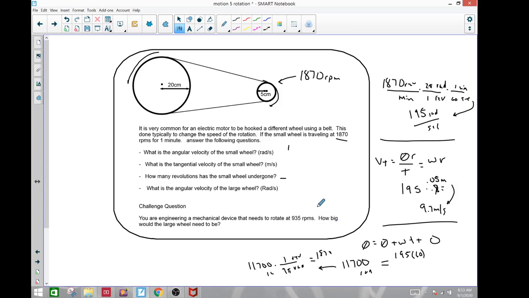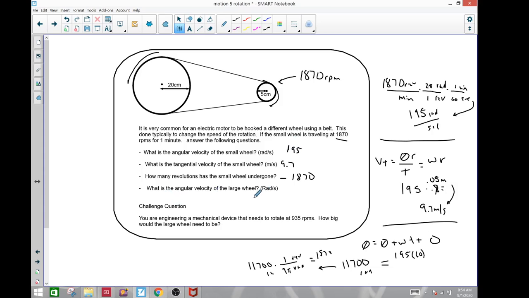So we're at 1870-ish. Tangential velocity is 9.7. Okay, so maybe we could put a little better question here, but that's showing, do you understand how everything's going around, right? So this is 195.